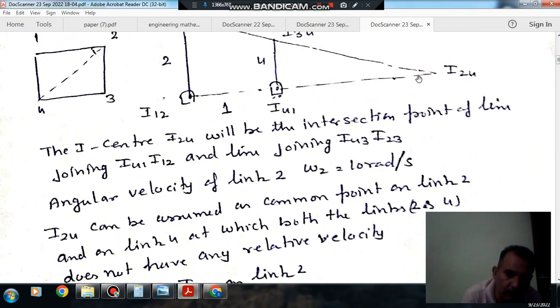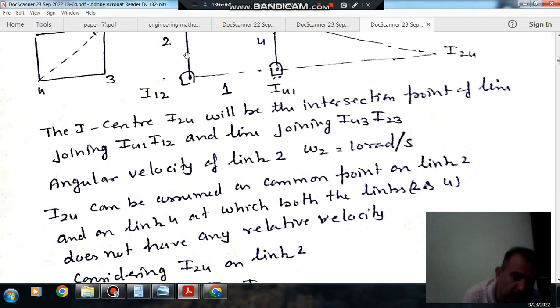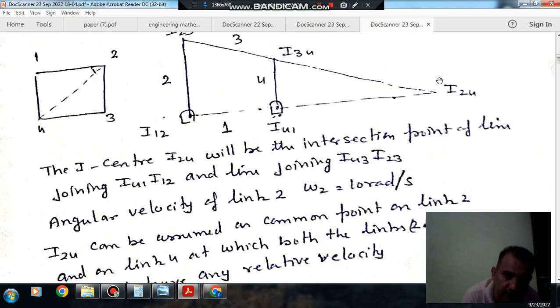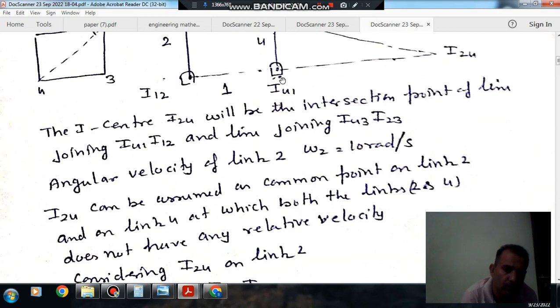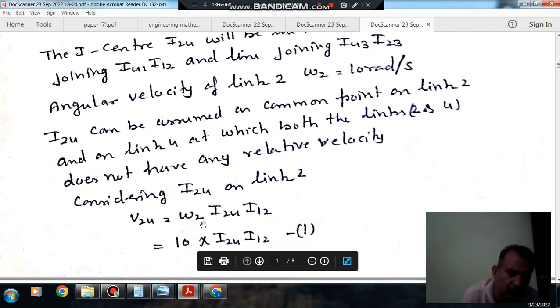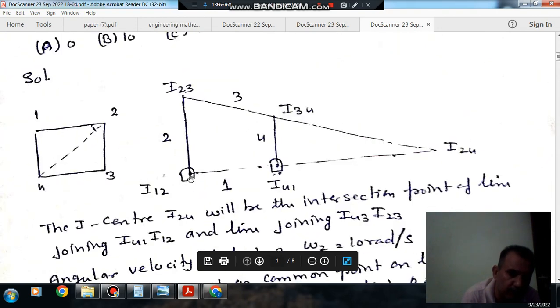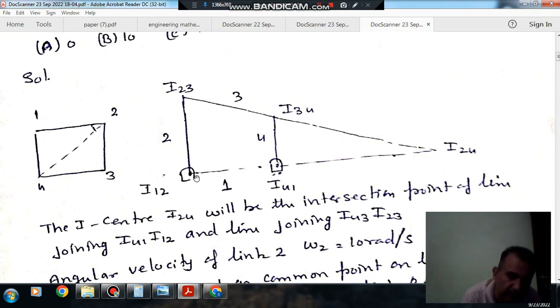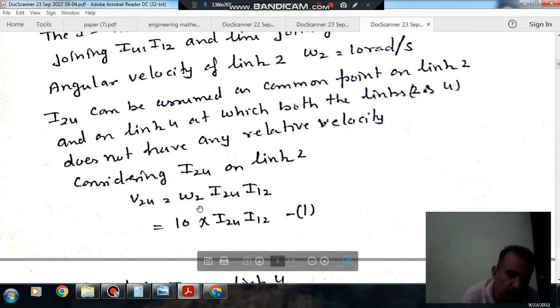Now the angular velocity of link 2 is known, and the angular velocity of link 4 has to be found out. This I24 can be assumed as a common point on link 2 as well as on link 4. If we consider it on link 2, then V24 will be omega 2 into I24 I12, because link 2 is rotating about this point, and we have to find the velocity of this point. The distance between this point and this point is I24 I12, and the angular velocity is omega 2. So that is 10 into I24 I12. This is equation number 1.